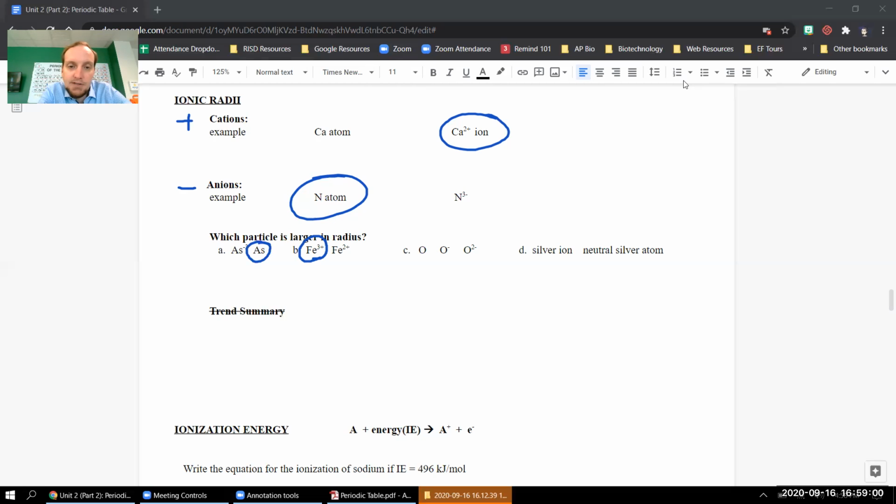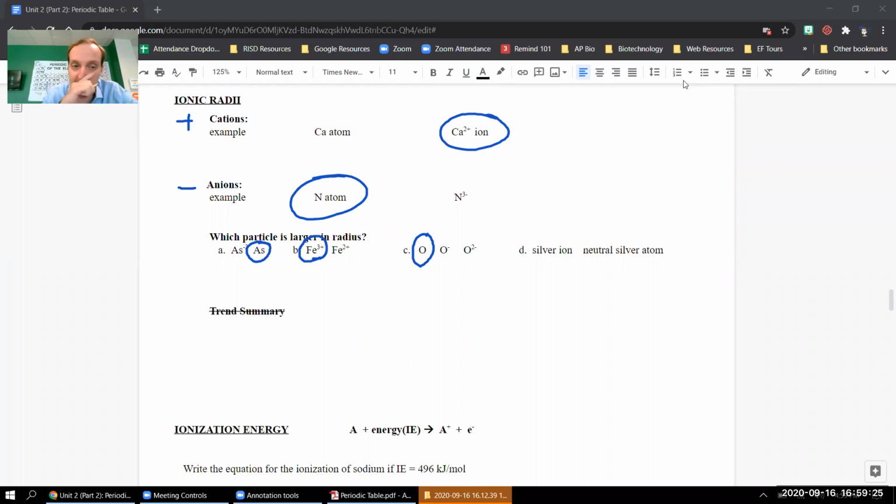The next one we have is 3 forms of oxygen. So we have the regular atom, a -1 and a -2. Again, more electrons mean more attraction with the nucleus. This one would be the smallest. This would be the next smallest. So the largest would be the neutral form of oxygen.